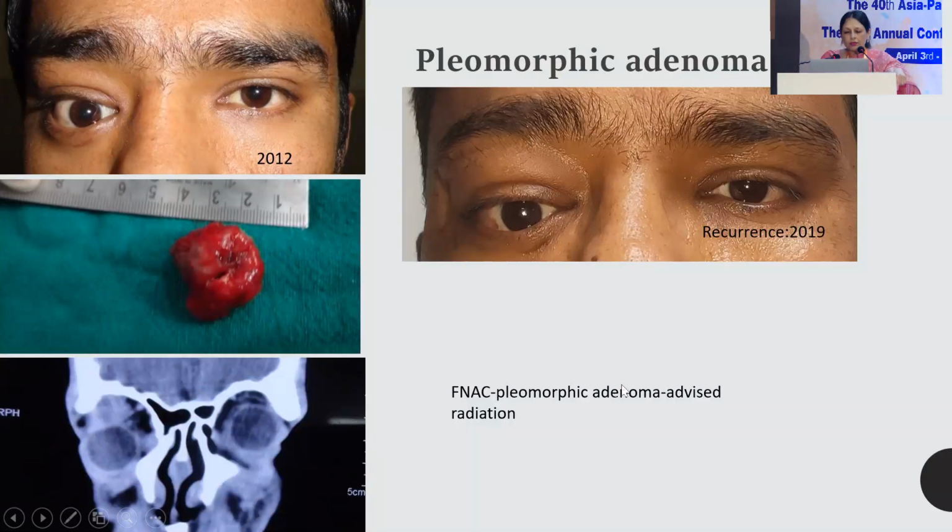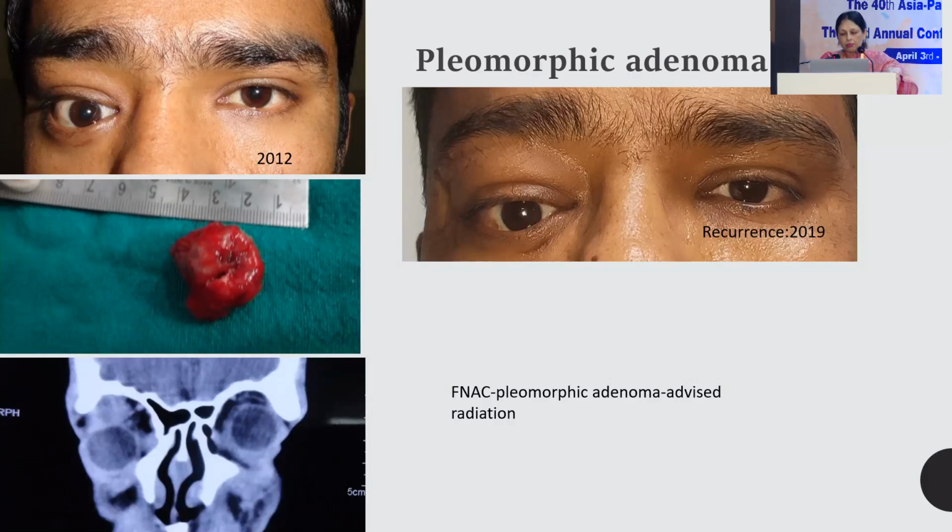Now, this is a patient of pleomorphic adenoma whom I operated on in 2012. I thought it was a very good dissection. You can see the capsule appears to be intact. Unfortunately, this patient had a recurrence. He presented in 2019 again.